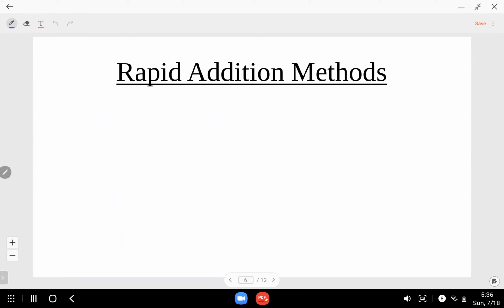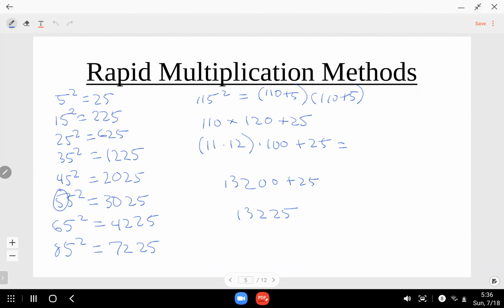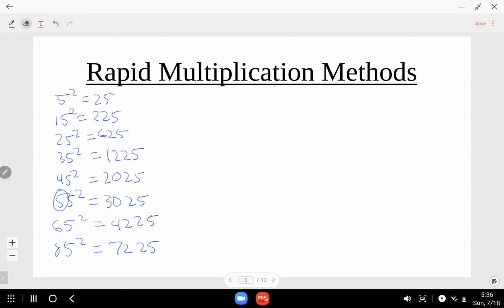So, actually, there's another problem we can touch up on. So, for example, we have 113 multiplied by 117. All right, that's just basically 110 plus 3 times 110 plus 7. All right, and then that's what you do.